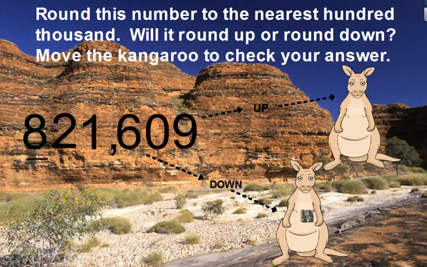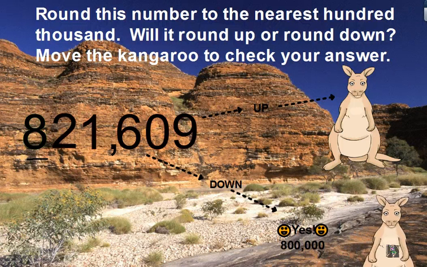If you said you round down to 800,000, you are correct. Good job. So you now should be set with how to round in the thousands place.